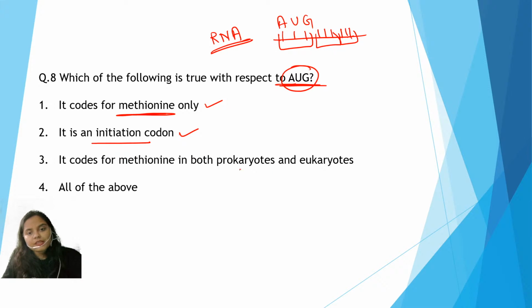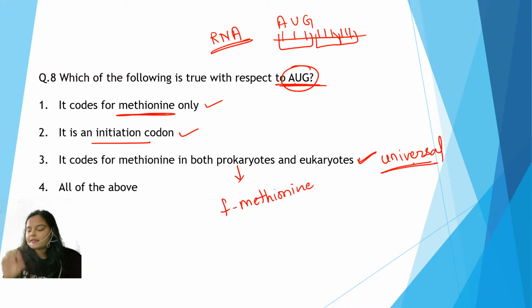Now, it codes for methionine in both prokaryotes and eukaryotes. Yes, it is also correct. Do not mistake it: in prokaryotes, it definitely codes for formylated methionine, but it is a version of methionine only. So this statement is also correct, because we know that the genetic code is universal in nature. It is not like we'll be having an entirely different set of genetic code and different organisms will be having a different genetic code. No, it is universal in nature.